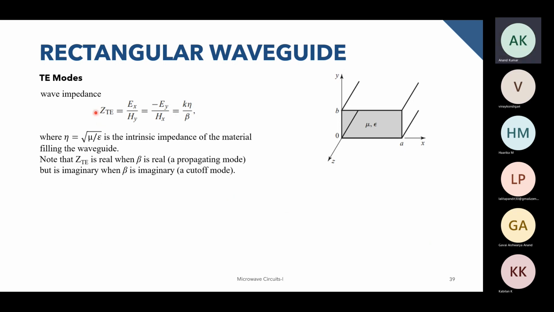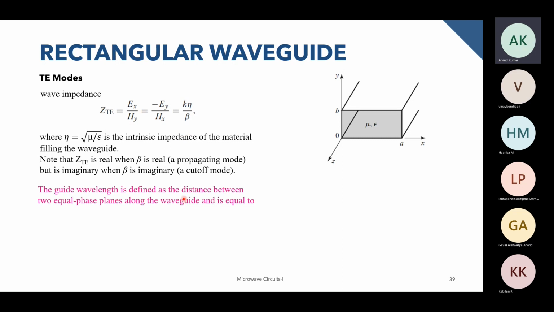Now we can define the wave impedance for this again. It turns out to be k eta by beta. If beta is real, then this wave impedance Z_TE will also be real, and we will have a propagating mode. If beta is imaginary, Z_TE will also be imaginary, and we call it a cutoff mode because it will not support wave propagation.